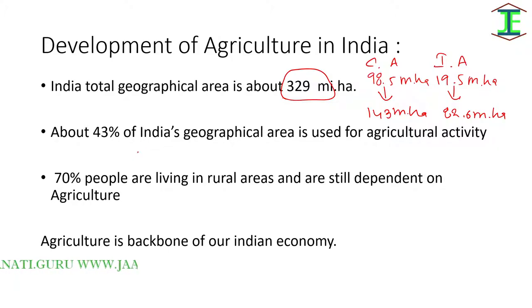And then about 43% of the Indian geographical area out of 329 million hectares is used only for agriculture activities, and 70% of the people living in rural areas are still dependent on agriculture only. So that's why agriculture is the backbone of our Indian economy.